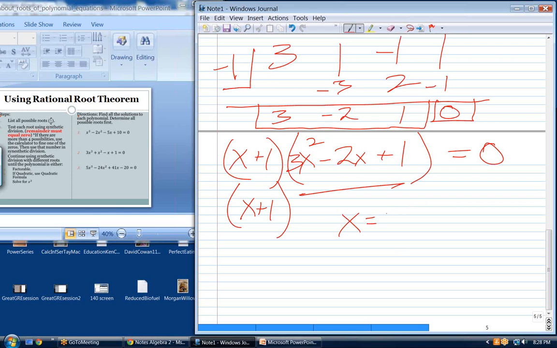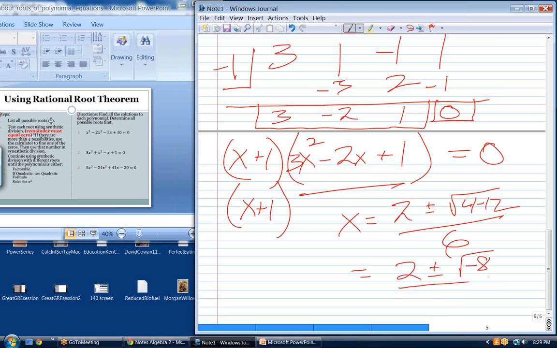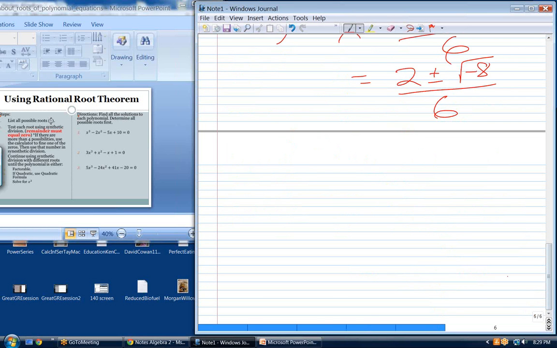Equals 2 plus or minus 4 minus... Read it out loud and I'll write it as you're reading it. I got x equals 2 plus or minus square root of 4 minus 12 all over 6. Okay, let's simplify that. Negative 8, then 6, then x equals 2 plus or minus i. Hold on, 8 can be simplified. Yeah. 2 root 2.